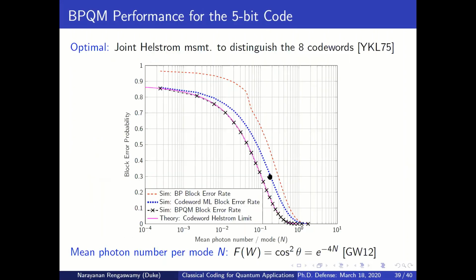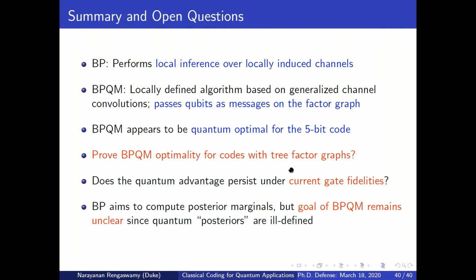If you can do that, then we have shown that in this small example, you get some quantum communication advantage. We hope in the future we can analyze in more generality, like all codes with tree factor graphs, and see if the optimality still holds. Another interesting question is that today's operations are noisy. So even if you build this photonic quantum computer, if your gate fidelities are not perfect, does this advantage still persist? It's an interesting question.